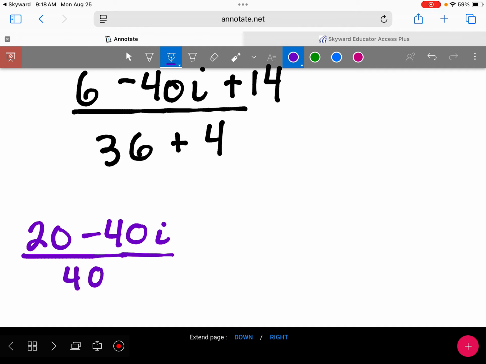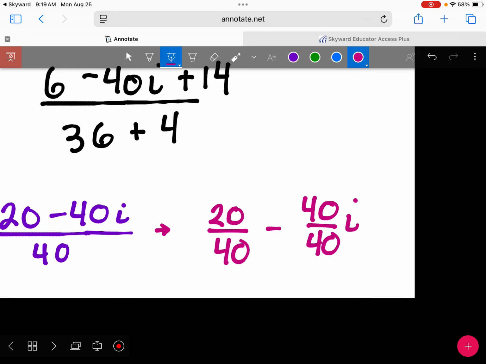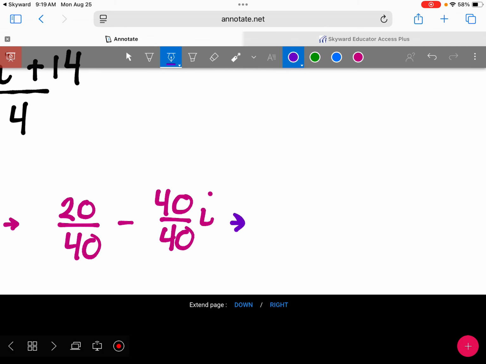Yes, this one will simplify, and you can either do it as the one big fraction and go, oh, hey, wait a second, absolutely all of those numbers are divisible by 20. Totally valid. This is one of those times when it might be easier to split it into our two fractions, because if I split this to be 20 over 40 minus 40 over 40 times i, it's a little easier to see that I can rewrite this as 1/2 minus i, or 1 minus 2i over 2. That would also work as one big fraction.